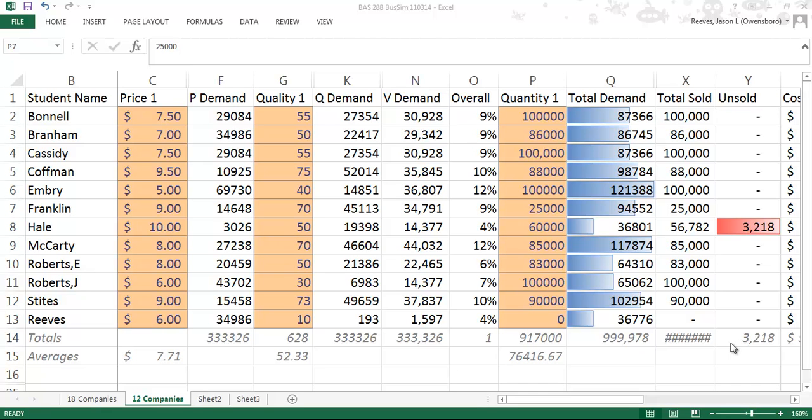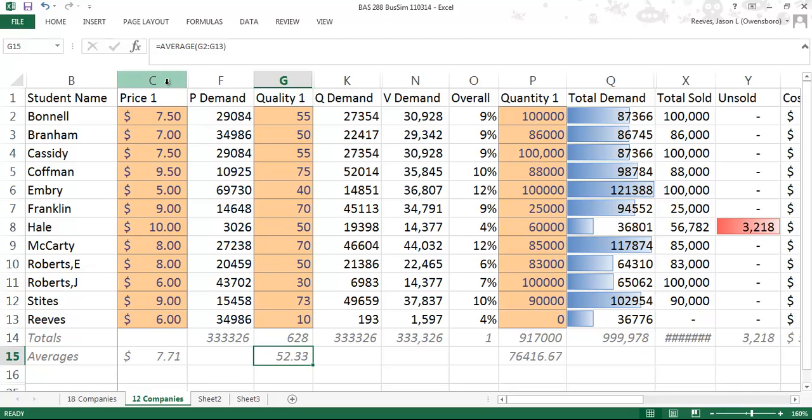Alright, let's go over the results from the week 2 business simulation. We have the 1, 2, 3, 4, 5, 6, 7, 8, 11 teams, with me included. I'm the 12th team. And here's everyone's price. So the average price was $7.71. Average quality was 52. So on average, everyone's making about $2.50 a unit that they sell. We'll talk about that later once we get down there.